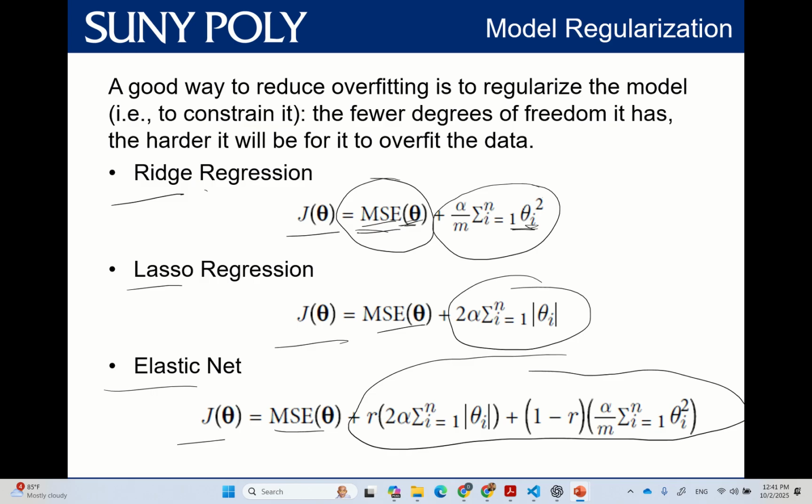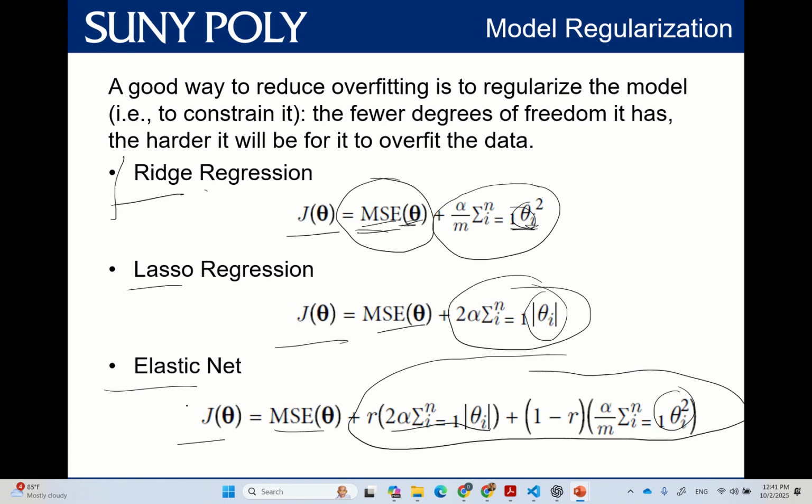So here we have the value of the parameters squared, the weights of the parameters squared. In the lasso regression, instead of the square, it uses the absolute value, but the idea is pretty much the same, to reduce the model weights. And the ElasticNet combines these two. It has two expressions, but if you check them, they are exactly the same. So here we have the lasso regression expression, right? The absolute value of the thetas, of the parameters, and the other expression here is just the parameter values squared. So ElasticNet is just a combination of ridge regression and lasso regression.